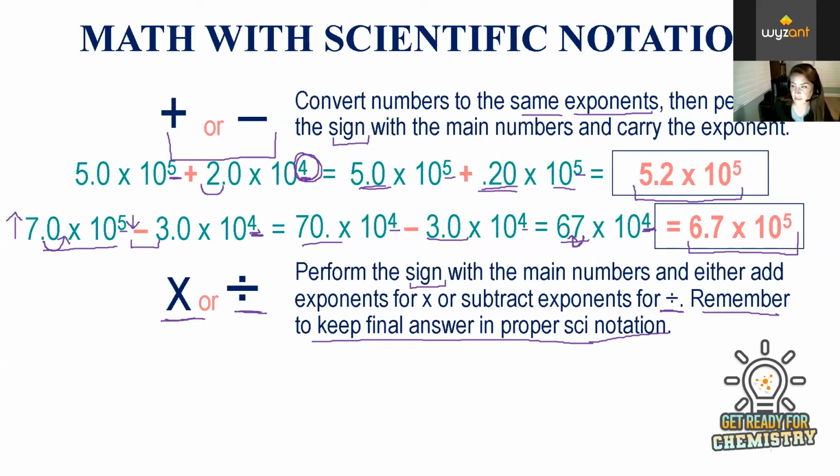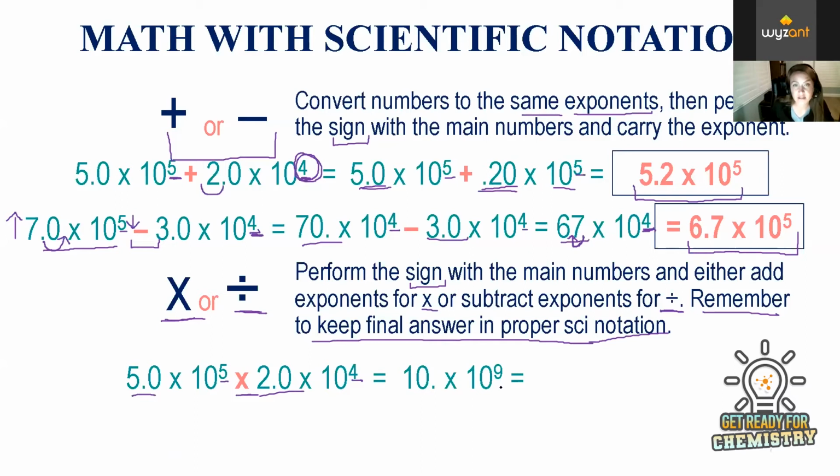So perform the sign with the main numbers, either add exponents for multiplication or subtract for division. So this one's very cut and dry. You basically perform the sign, so 5 times 10 to the 5th times 2 times 10 to the 4th. So I'm going to do 5 times 2, which is 10, and then 5 plus 4, because this is multiplication. So 10 times 10 to the 9th, and then of course I'm not done yet because I have to change this to a number between 1 and 10, I know I said between 1 and 10, it's really between 1 and 9.9. So I'm going to change this to 1, so I'm making this number smaller, so I have to make this one 1 larger. So it's going to be 1 times 10 to the 10.